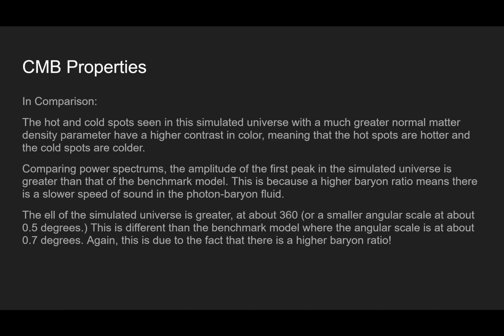The L of the simulated universe is greater at about 360, which corresponds to a smaller angular scale of about 0.5 degrees. This is different than the benchmark model, where the angular scale is at about 0.7 degrees. And again, this is due to the fact that there is a higher baryon ratio.